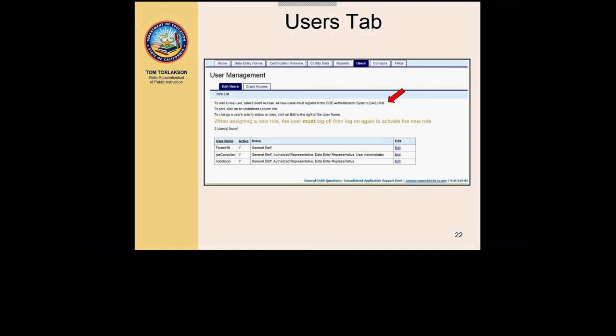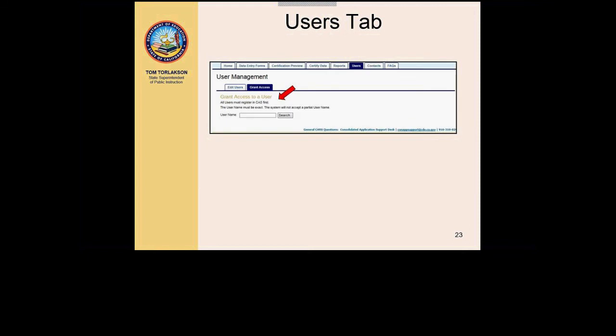The User tab only displays to users assigned the role of User Administrator. The User tab displays all active and inactive LEA users and the roles assigned to them. General user management instructions are provided on the tab. To edit a user's active status or roles, click on Edit to the right of the user's name. To add a new user, select the Grant Access tab. When adding a new user, follow the instructions provided. More information on user management is available in the CARS LEA User Guide.